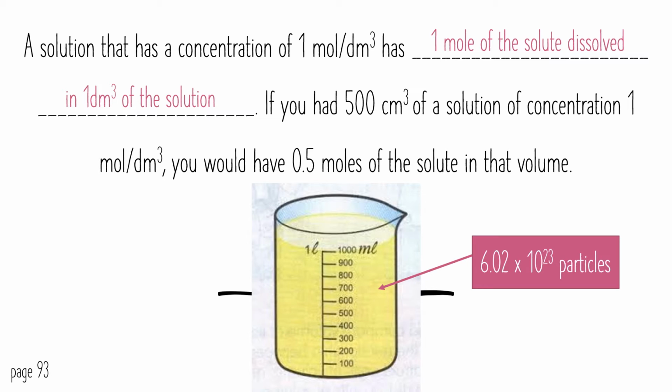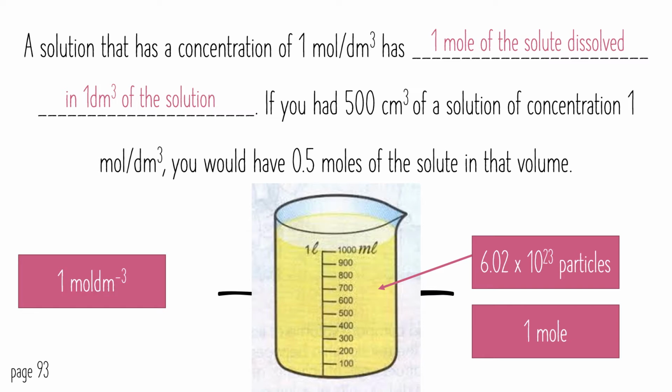Now, in that 1 decimeter cubed in this beaker, I have 6.02 times 10 to the 23 particles. Shorten that, simplify it. That means I have 1 mole of particles in 1 decimeter cubed of this solution. So the concentration then is 1 mole per decimeter cubed.